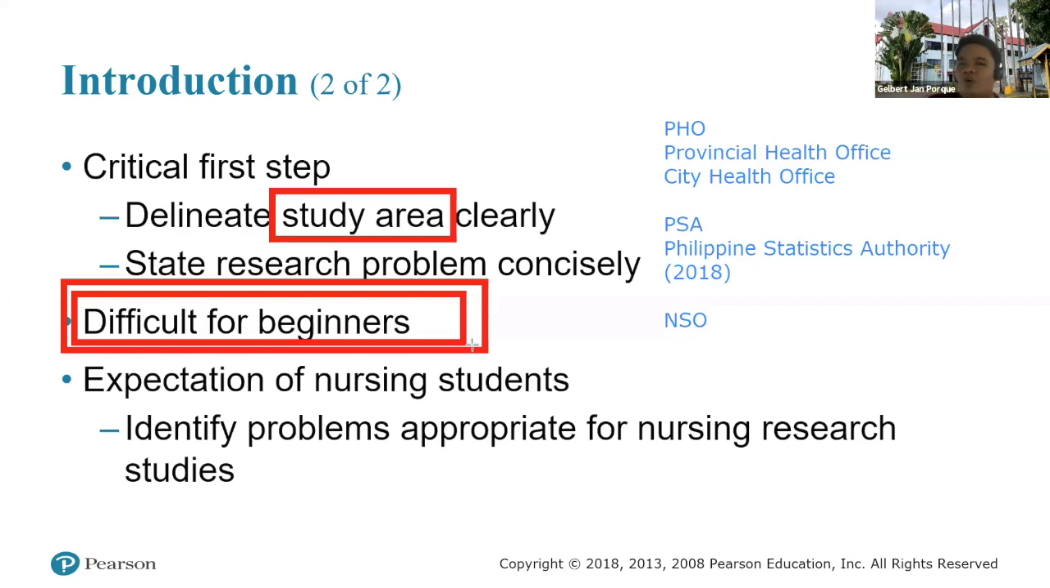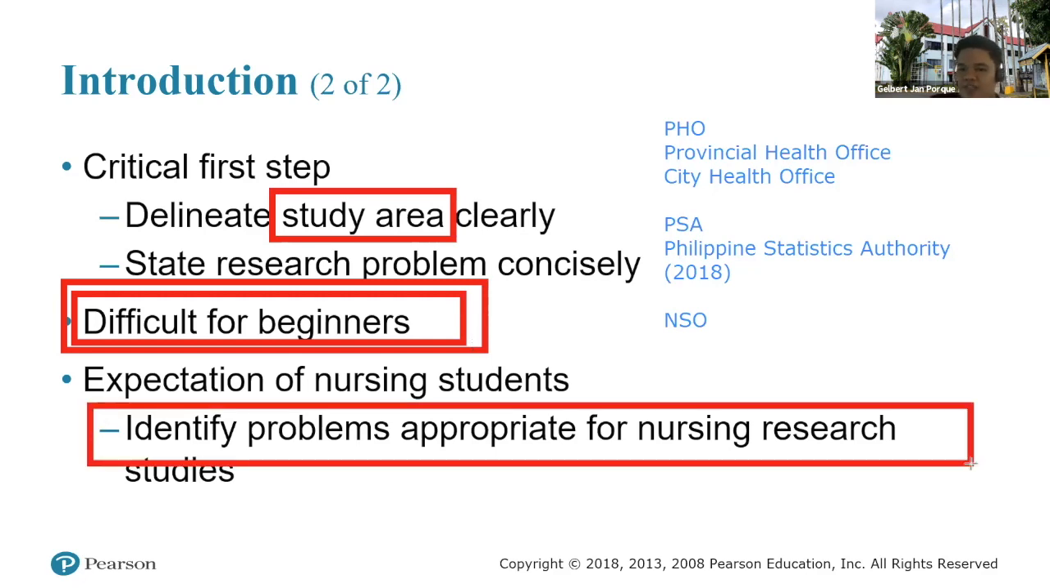So what if we will know this research? So what if we will know this finding? What then can we do next? For us researchers, we say, so what next? What if you will be conducting that? What if that will be approved? So what? Will it have an impact? That's the first question that you might want to ask yourself too. Now, the expectation for a nursing student is to identify problems appropriate for nursing research studies.